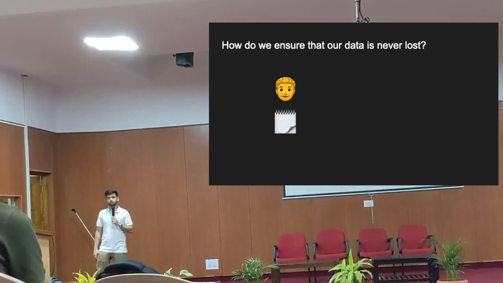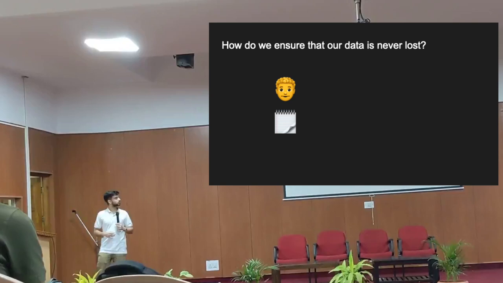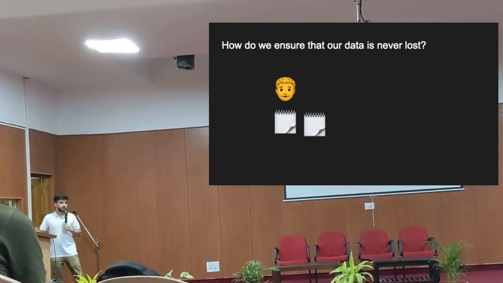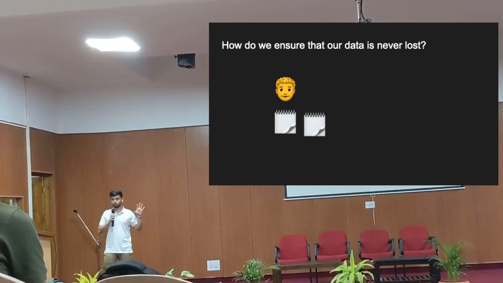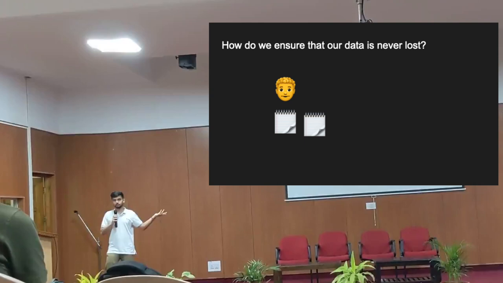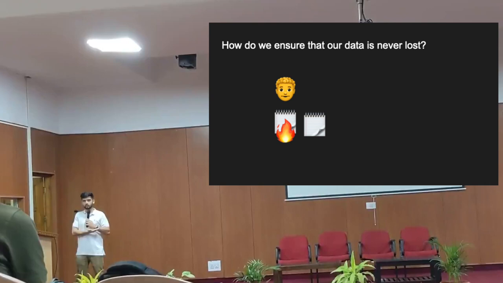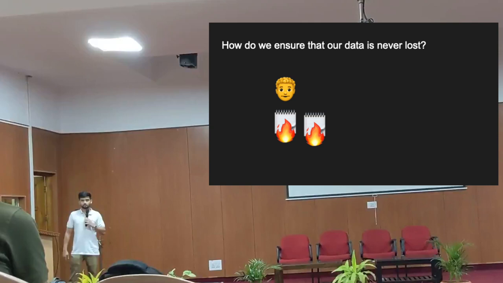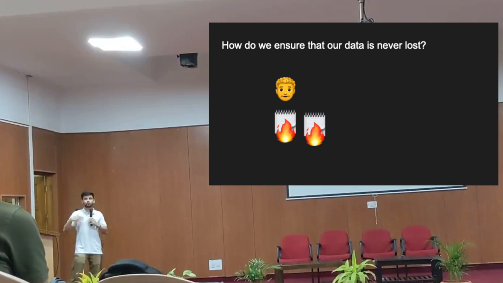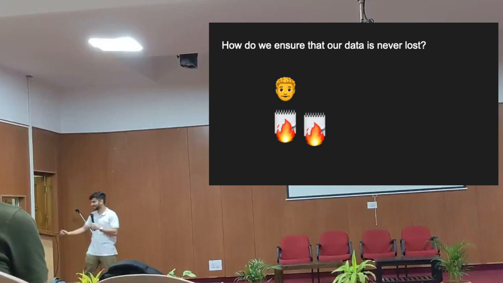Multiple copies? Yeah, we can make multiple copies. Laminate. So this is the simplest thing we can do. If one notebook might get lost, just make another copy and keep the copy somewhere else. If one notebook gets lost, you'll always have the other notebook as backup. But again, this one also might get lost. So now what can we do? Yeah, you can make three copies. Yeah, nice.